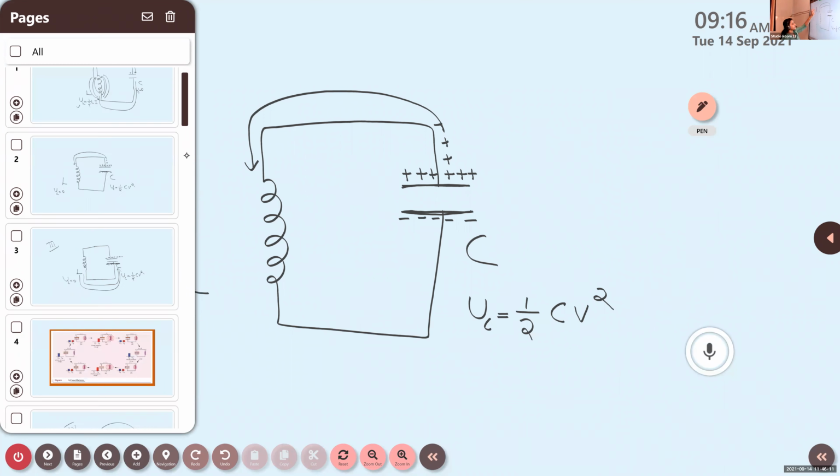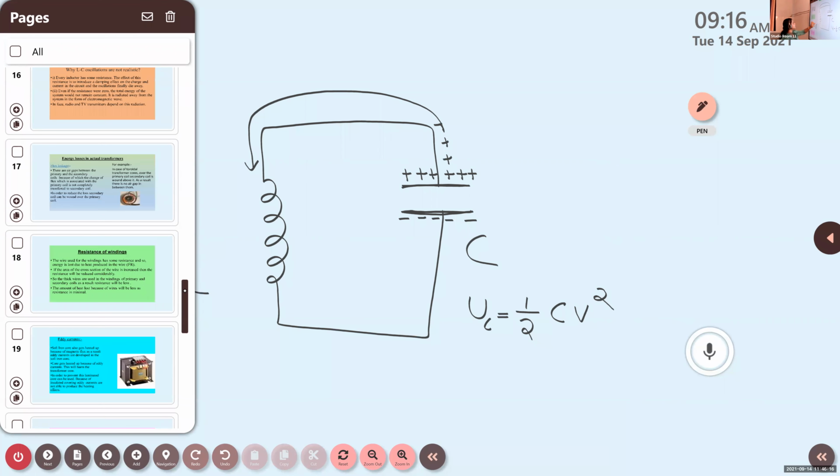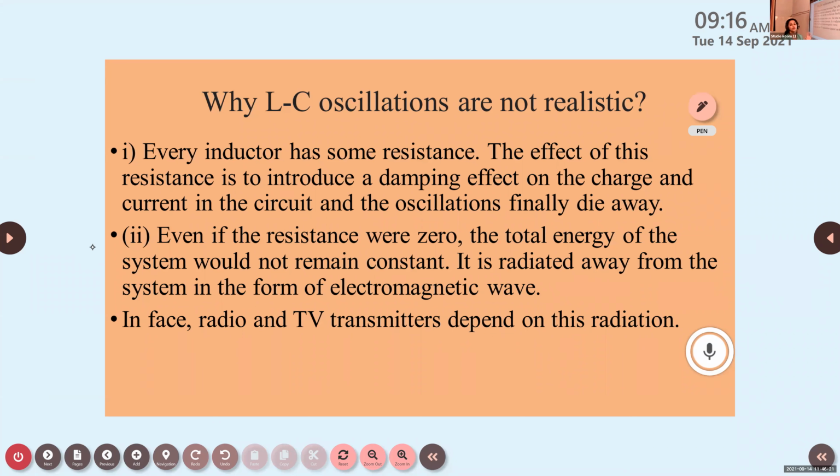So here we have one more topic left. In the real case, we cannot say that LC oscillation or the LC oscillator is practically possible. So here you can write one question: why are LC oscillations not realistic? In our explanation of LC oscillation, we explained that it is a continuous process, that is, the back and forth oscillation takes place continuously between the inductor and the capacitor.